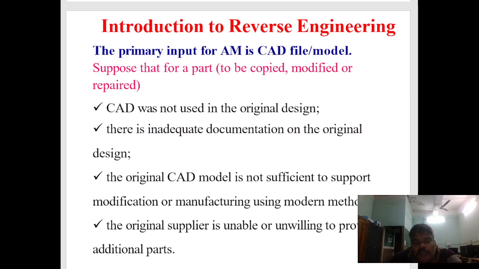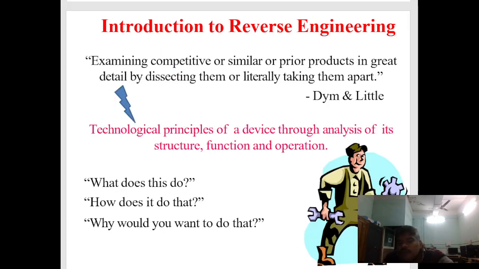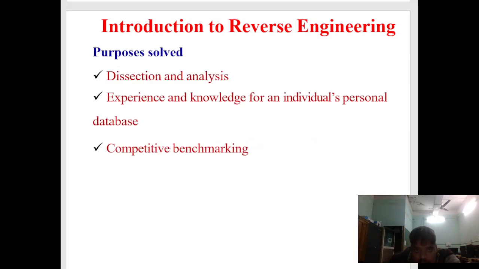So in the last slide, it was shown that in additive manufacturing a CAD file model is required. In reverse engineering, we have to study what does this do, how does it do that, why would you want to do that. These are the things you have to consider in reverse engineering. Purpose: dissection and analysis, experience and knowledge for an individual personal database, competitive benchmarking.